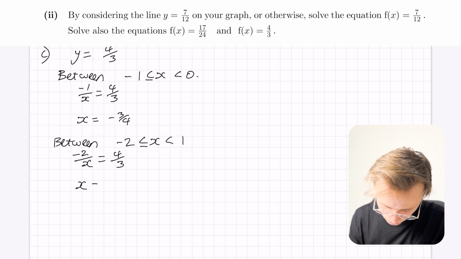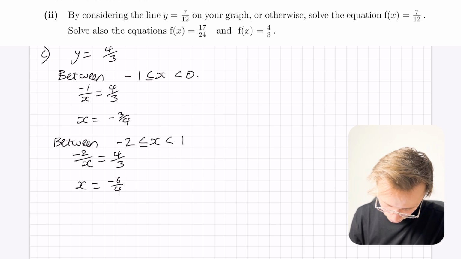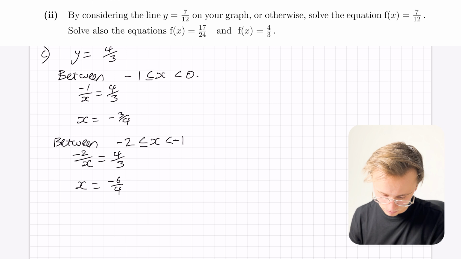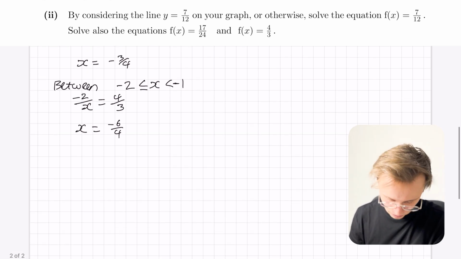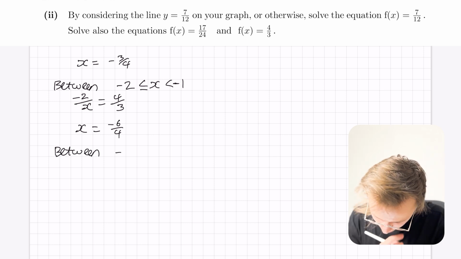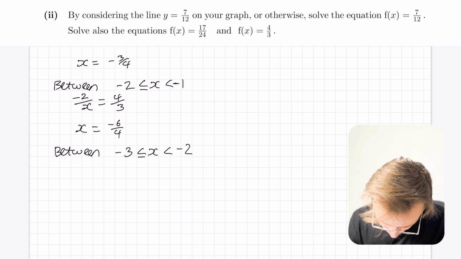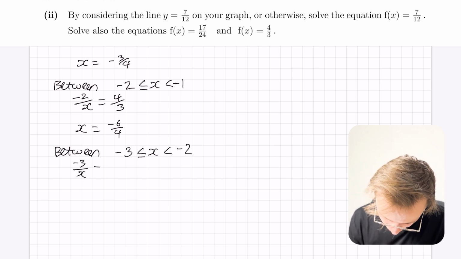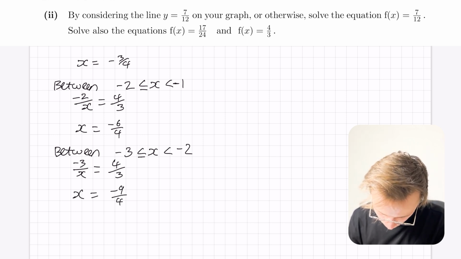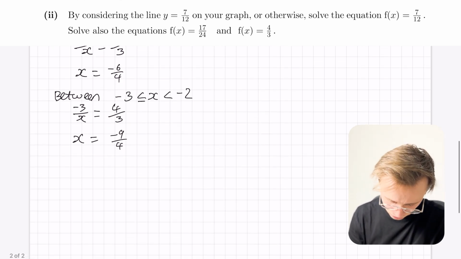We have x equals, what will that be? That will be minus 6 over 4. Is that again in the region I want? It is, sorry, I should have had a minus here. It is minus 1.5, so yeah, perfect. Okay, again, next one. Between minus 3 less than or equal to x less than minus 2, we have the equation minus 3 over x equals 4/3. X equals minus 9 over 4, which is just less than minus 2, so perfect. 3 solutions now.